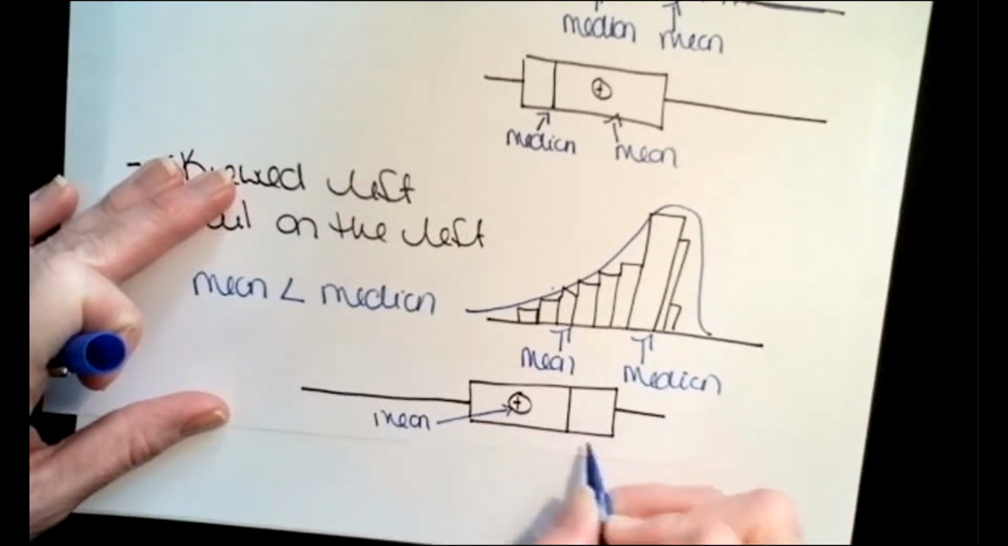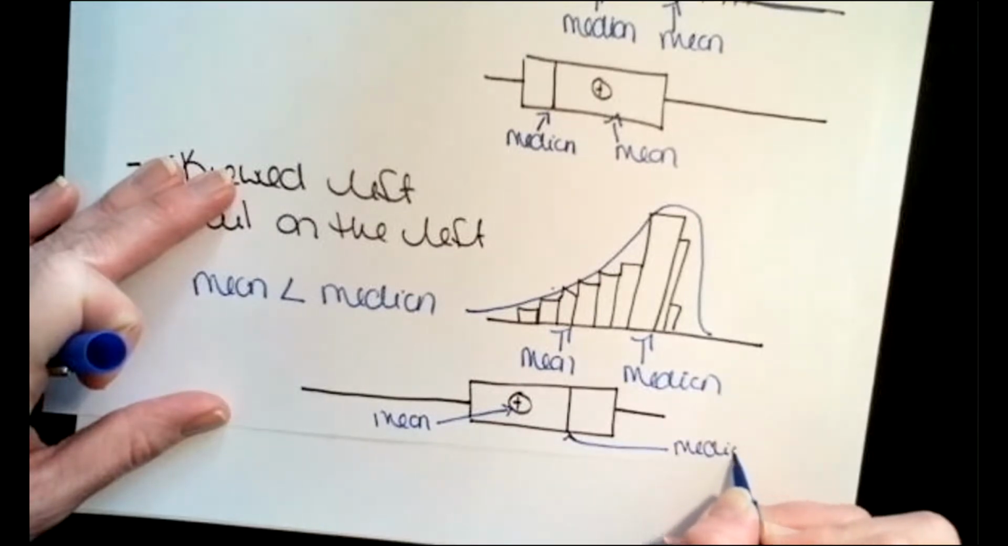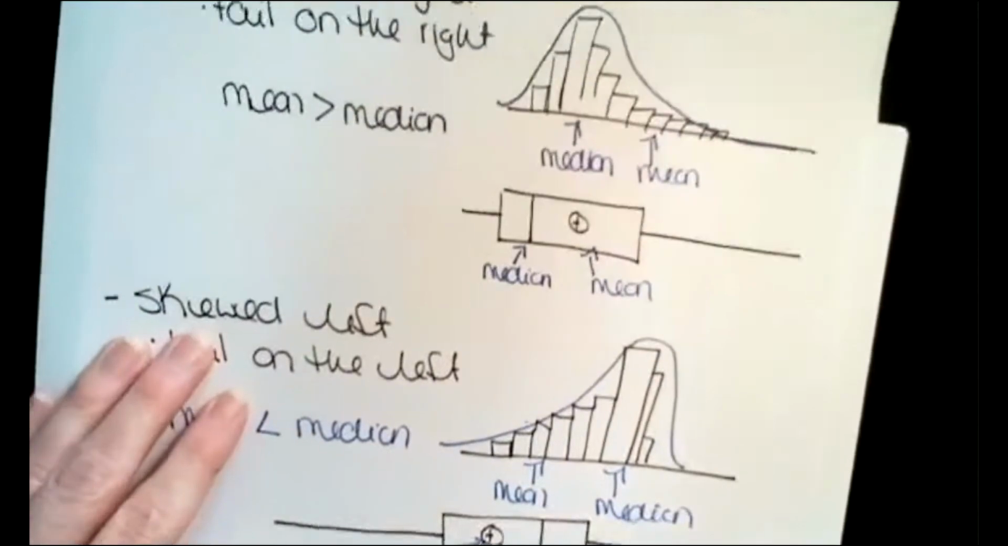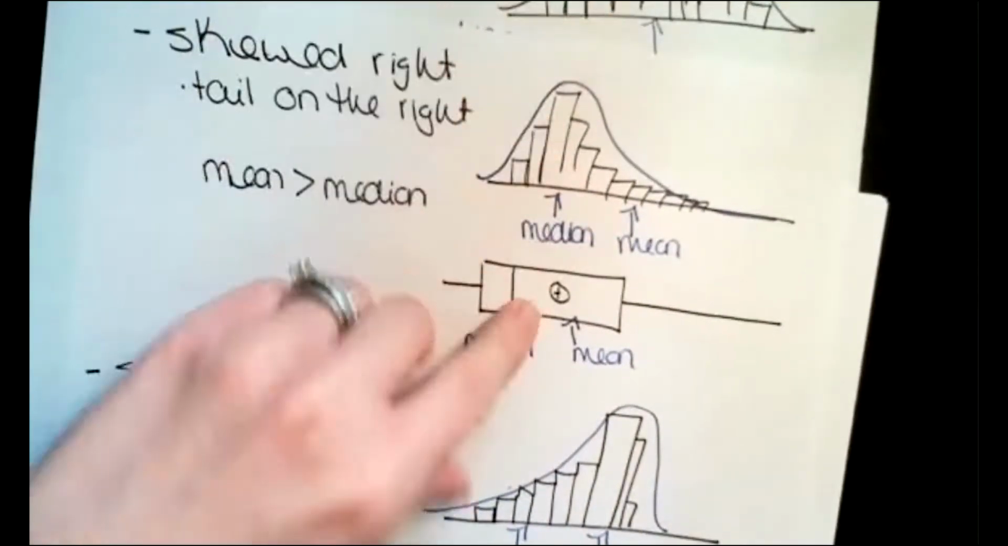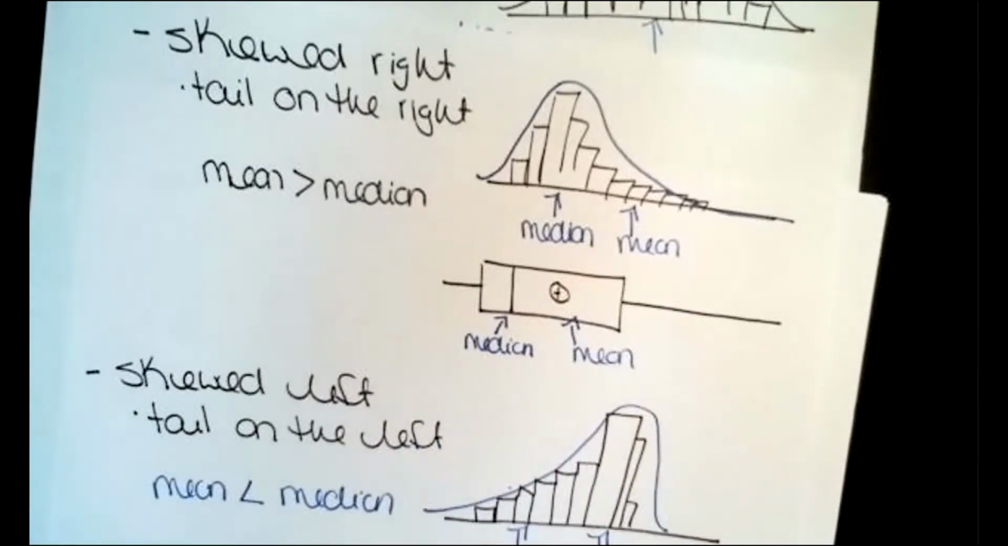So what we're going to do today is learn how to draw these in Minitab. We're going to learn how to tell the shape, center, and spread of a distribution, so of data, using Minitab. We're going to use Minitab to draw these pictures for us and get some values so we can tell what shape they are right from that.